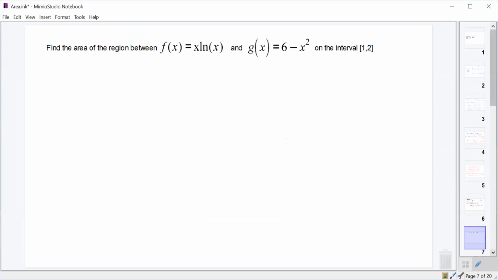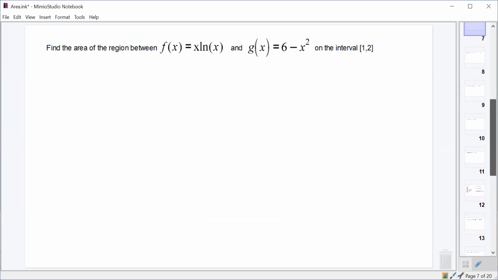All right, so let's see if we can find the area of the region that's enclosed between x ln x and 6 minus x squared on the interval from 1 to 2. So how are we going to do this one? First, we should take a look at the graph. So let's do that on Desmos real quick.